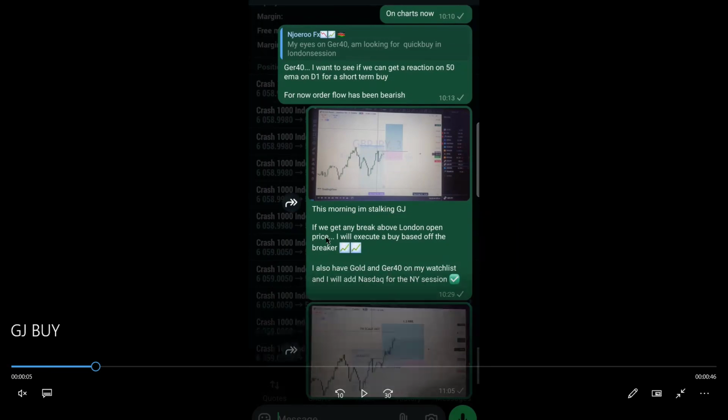I mentioned that if we get any break above the London Open price, I will execute a buy based off that break. So you can see I tried to explain the setup to the best of my knowledge, so that those who are learning can understand what to look for and what time to look for it. So that's what I shared.